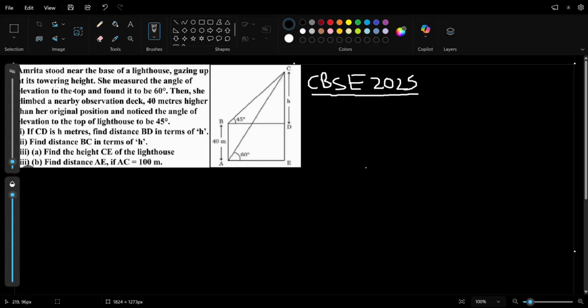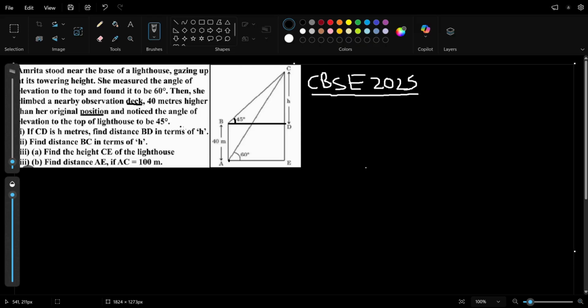Then she climbed a nearby observation deck. A deck is like a platform, 40 meters higher. So this is the deck, which is 40 meters above her original position. And she noticed the angle of elevation to the top of the lighthouse to be 45 degrees. So it became from 60 to 45 because she climbed higher.